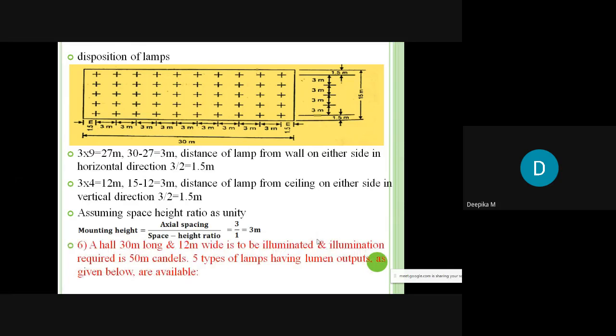Next, we have the sixth problem. A hall, again, is 30 meter long and 12 meter wide and is to be illuminated. And the illumination required is 50 meter candles. There are 5 types of lamps having lumens output as given below available. So they have given one table. So you can see here.